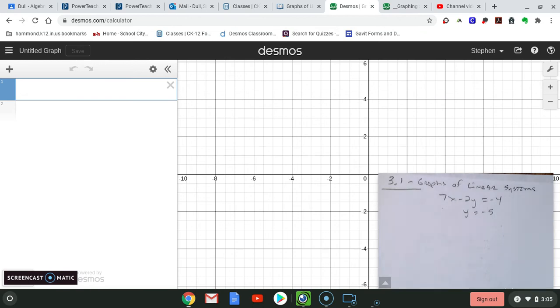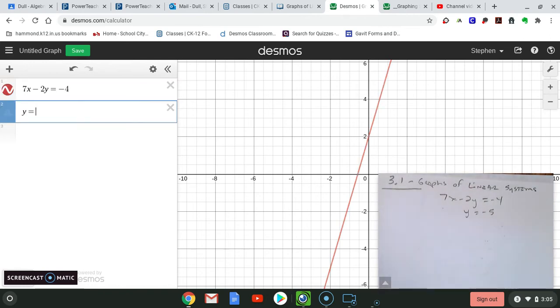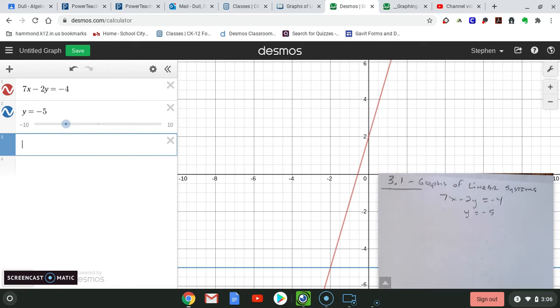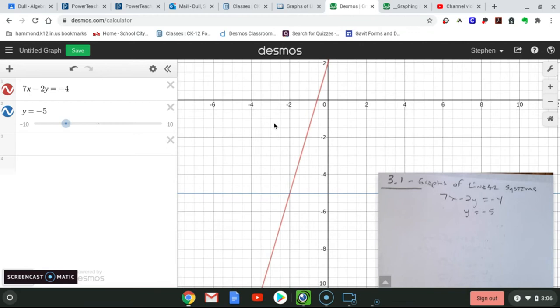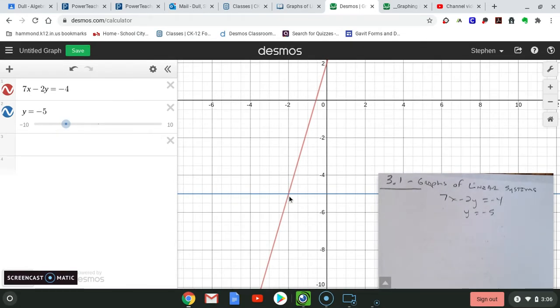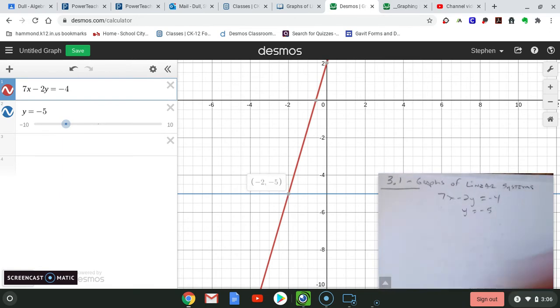And we took a look at this in class. So we know that we can go ahead and enter any equation here in the sidebar. So 7x minus 2y equals -4. And then y equals -5. So I'm going to go ahead and shift this on up. So here's our two lines graphed, and here's our point of intersection. Remember, if you hover over that and click in Desmos, it'll show you exactly what we have. So we have -2, -5.